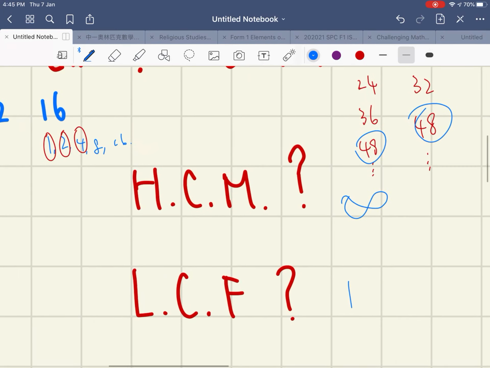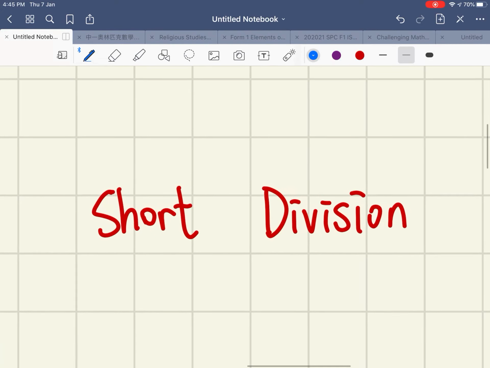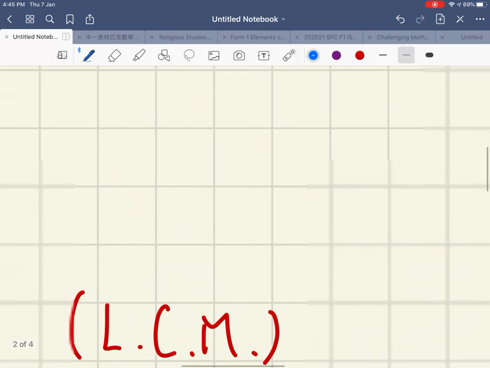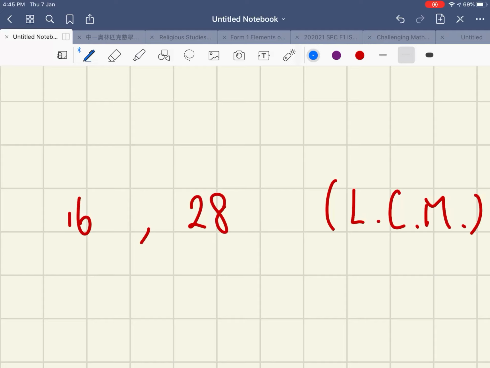So how can we calculate H.C.F and L.C.M? We can use short division. Short division is used when we are going to divide some numbers. We already know how to do so. It is not complicated, but it is very convenient. Let's have an example. Find the L.C.M of 16 and 28. Before finding the answer, I think I need to teach how to use short division.